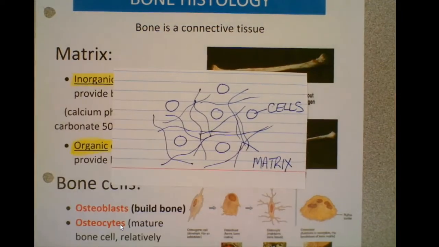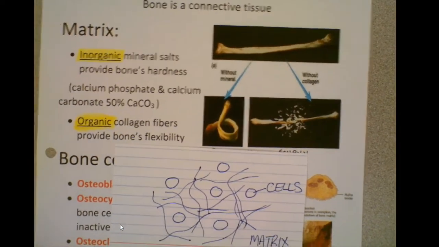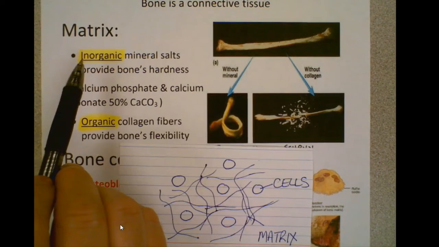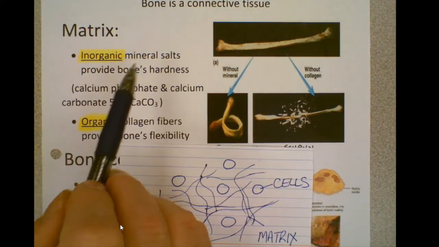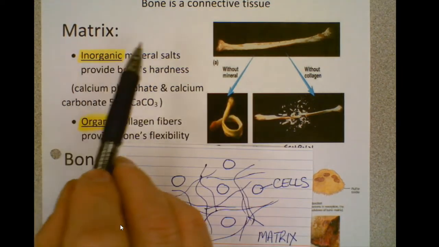Now, when it comes to bones, the matrix, all the stuff in between the cells, is made up of an inorganic mineral, calcium phosphate, calcium carbonate.